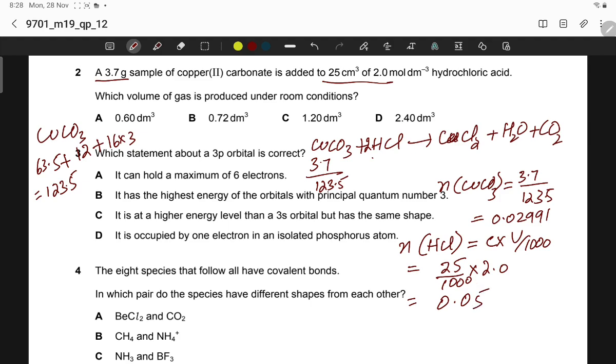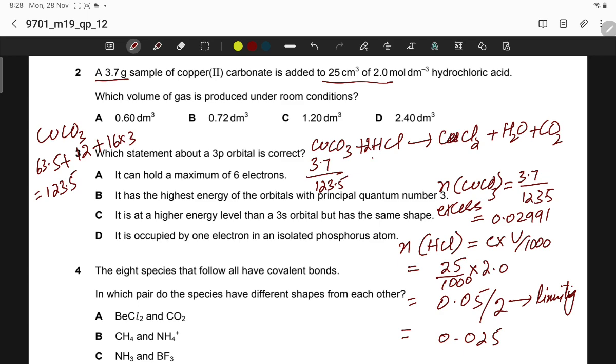Now we have the moles of both. Now identify the limiting reactant, which is the smaller one. Now look at the chemical equation: 1 mole of copper 2 carbonate reacts with 2 moles of HCl. So 1 mole of copper 2 carbonate is 0.02991, while for HCl, 0.05 divided by 2 is equal to 0.025. So the limiting reactant is the acid, and this is the excess reactant.